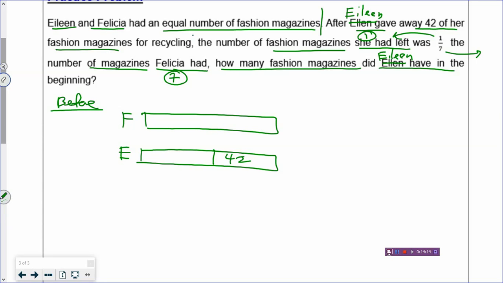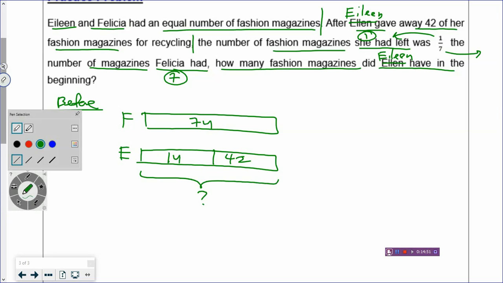Now what happened? After giving away 42 magazines, Eileen has 1 box left. Oh, that's a very big box, right? Can you see Eileen's 1 box left looks quite long. So are you going to erase and redraw just to make it look smaller? No need. You just put 1 unit, which is 1 box, and Felicia has 7 boxes, which is 7 units. How many fashion magazines did Eileen have in the beginning? Your question mark is over here. Actually this is a very simple problem. It's not very hard. Okay, your model is done. That's how you draw the model.